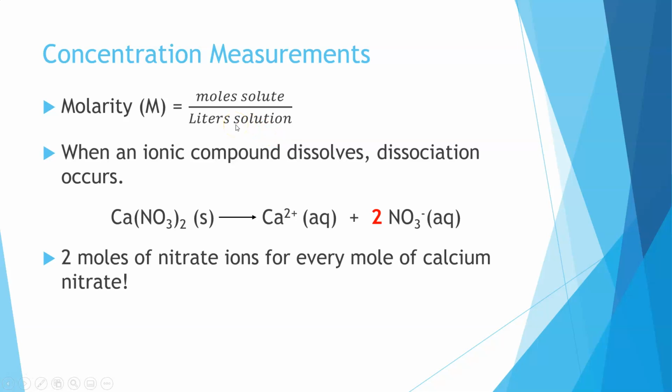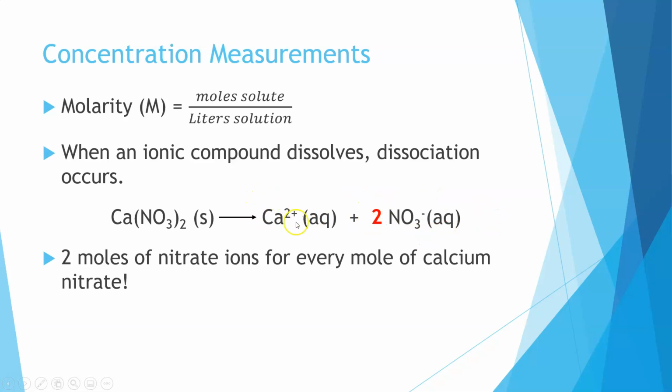Remember that molarity is mole solute per liter solution, and the key to understanding this kind of problem is remembering that when you dissolve an ionic compound, you have dissociation. So this means that when you dissolve an ionic compound that's soluble, it separates into its individual ions. And so when I dissolve 1 mole of calcium nitrate, I get 1 mole of calcium ions and 2 moles of nitrate ions. And that mole ratio is key, especially if I get asked the concentration of the nitrate ions.